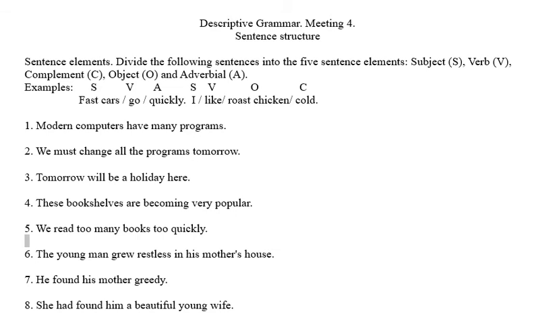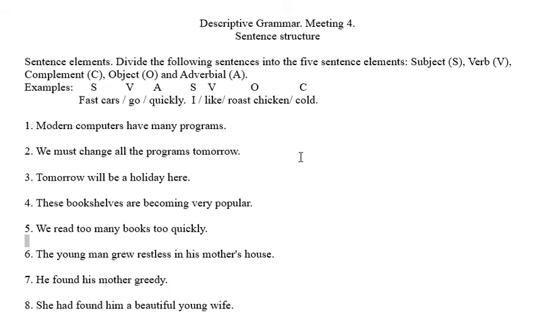Have is a verb, and what they have is many programs. So many programs is the object. Okay, so it's subject, verb, object, simple English sentence. Okay, only 3 parts to it. In the second example, here we must change all the programs tomorrow.